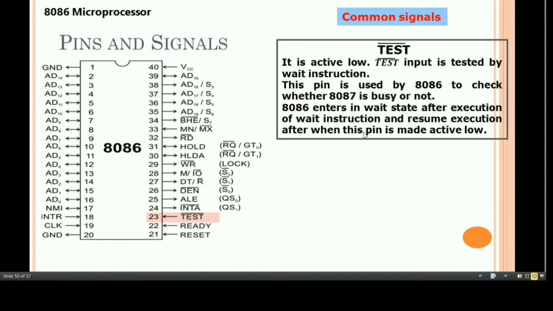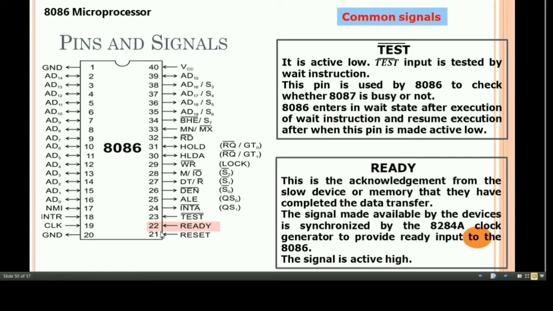So 8086 enters the wait state after execution of the wait instruction, and it will resume execution after this pin is made active low. Means once the wait instruction is executed, 8086 will move into the wait state, and to come out from that wait state, pin number 23 should be active low. When this pin becomes active low, the processor will come out of the wait state. So this is our pin number 23, the test bar pin.